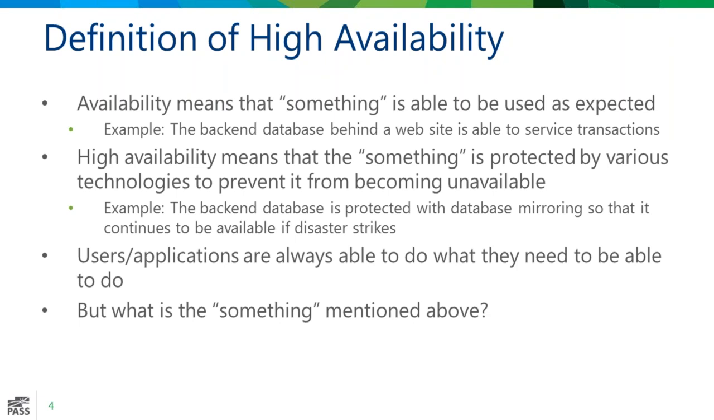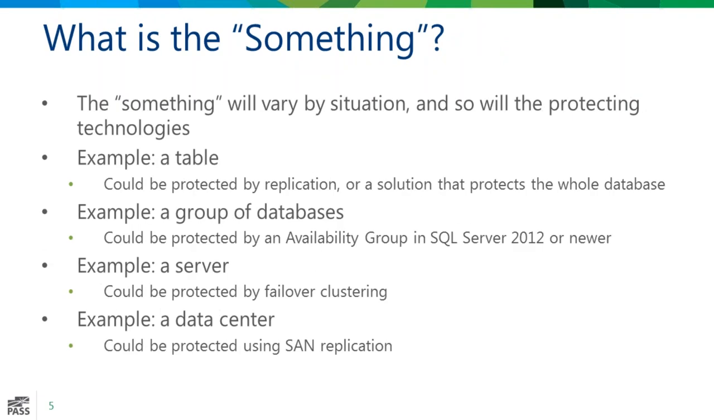And the users and the applications can always do what they need to be able to do, regardless of whatever little disaster happens. But again, what is this something that we're talking about? There's lots of different levels of something that we're trying to protect. So the something is going to vary based on your situation. So for example, maybe you just want to really make sure you protect one particular table. And in that case, you could use something like transactional replication to protect an individual table in a database. Or a solution that protects the entire database is also obviously going to cover all the tables in your individual database. Another example is maybe you've got several databases that all are part of a single application. So if you need to fail over, they need to all go together.